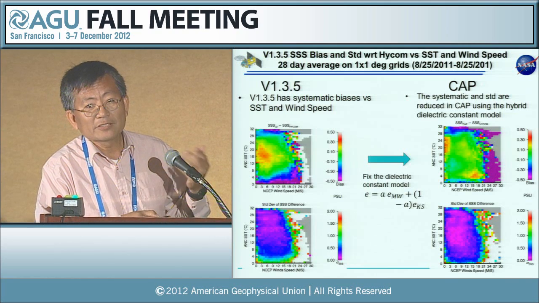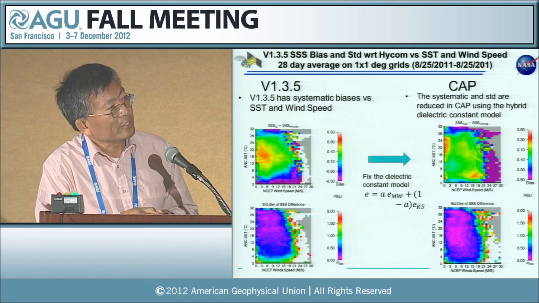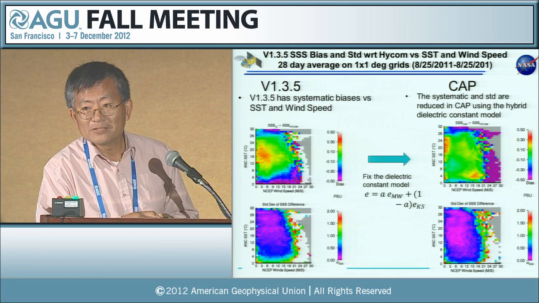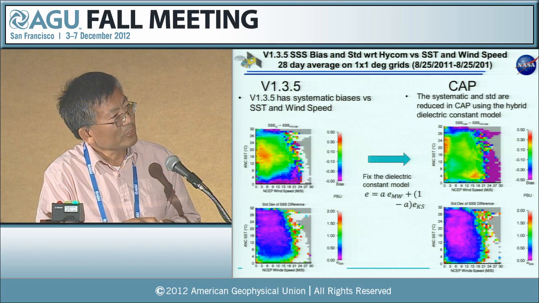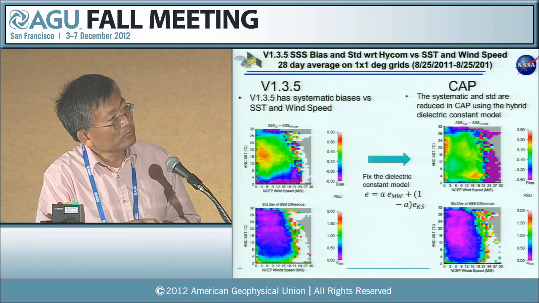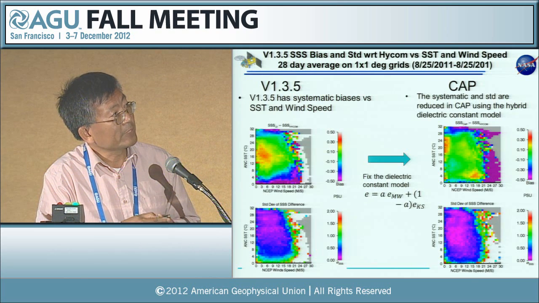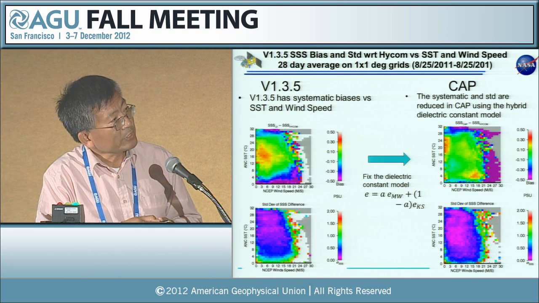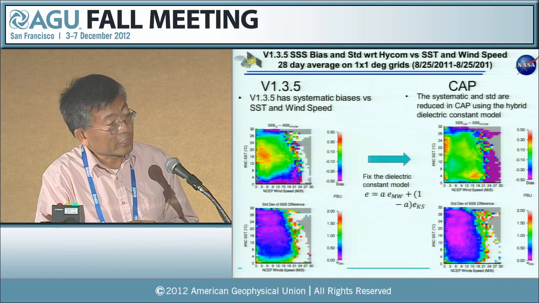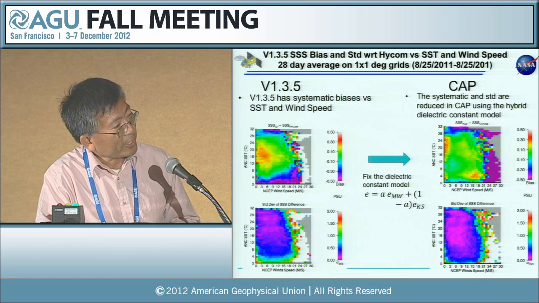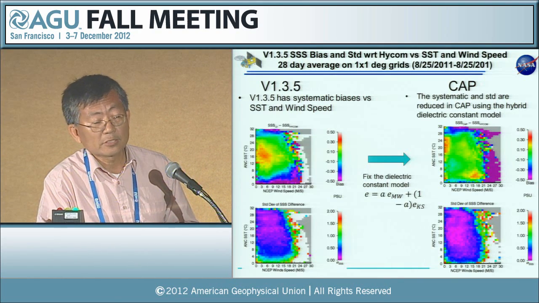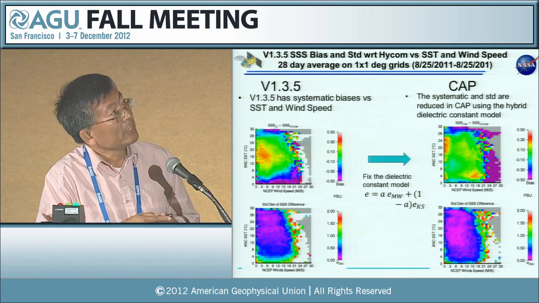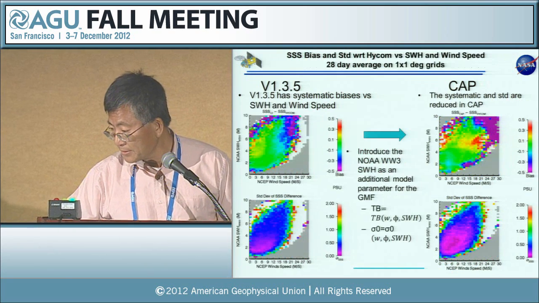So we made a hypothesis and a simple correction by linearly combining the Meissner and Wentz directional model with a Klein 3 model. Once we make that simple correction, we mostly take out the bias with respect to the SST. And once we take out the bias, there's also a big improvement to the standard deviation. The purple area grows much bigger, even further down to the colder water. So I think that supports this kind of correction. It's making sense. So that's another improvement that we have made.